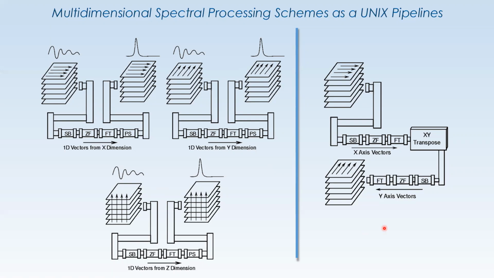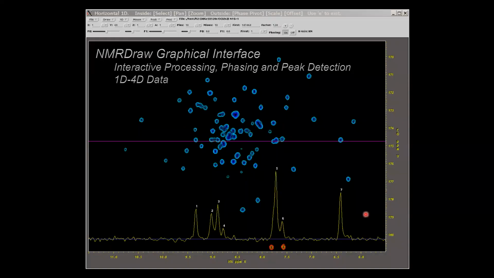Now, this is all well and good, shell scripts, but of course we have to look at the experimental data. We want to visualize it, test the effects of parameters and so on, perform peak detection. So we have an interface in the NMRPipe system called NMR Draw, and that's going to let us look at raw and processed data, choose phase correction parameters, and so on.